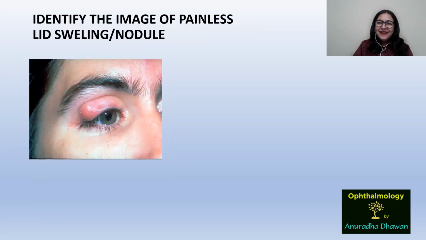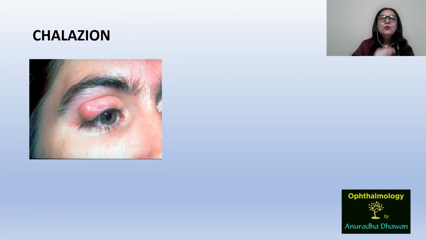Okay, and in the last image, identify the image. Here it is a painless lid swelling or a nodule. You can notice here on the upper lid, away from the lid margin, there is a swelling. And they have mentioned already it is a painless swelling. So the most common cause of painless lid swelling or nodule is chalazion.